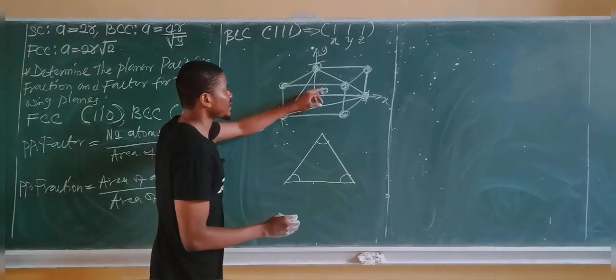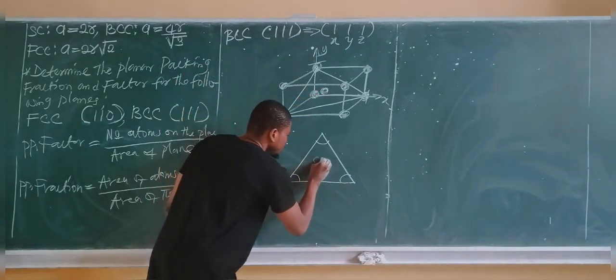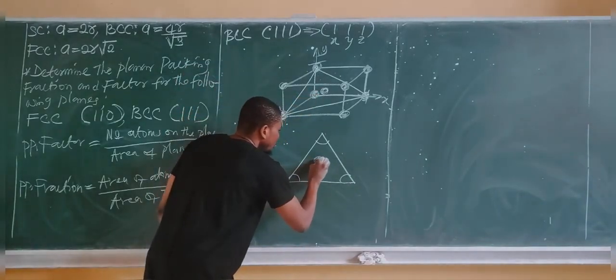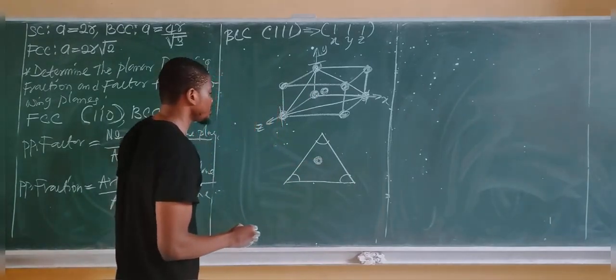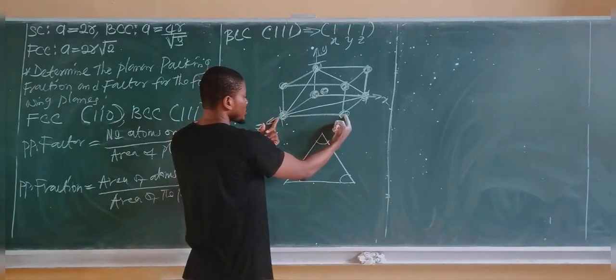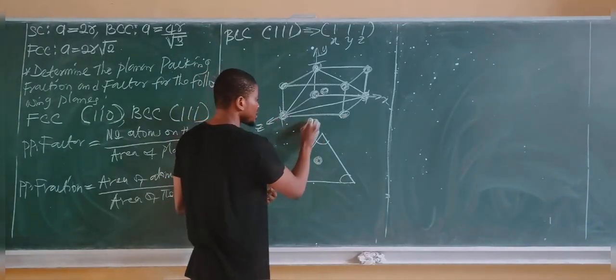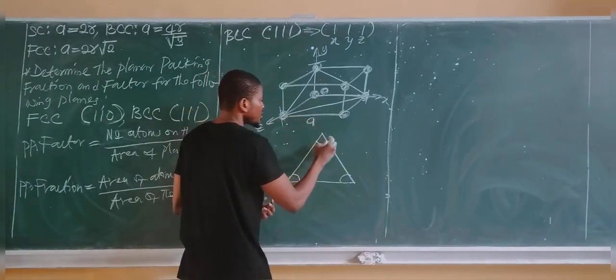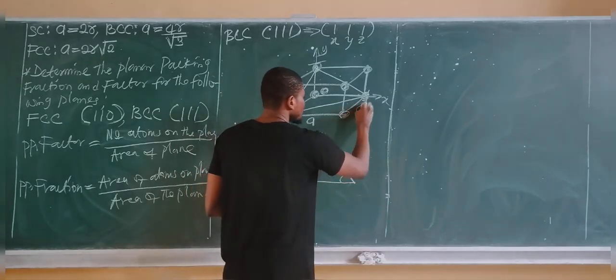Also, we have a central atom, not forgetting. So there's a central atom as well. Okay, so we'll keep that there. Now, we know that the distance between each of these corner atoms is called a lattice parameter or a lattice constant, A. So from here to here is also called A.